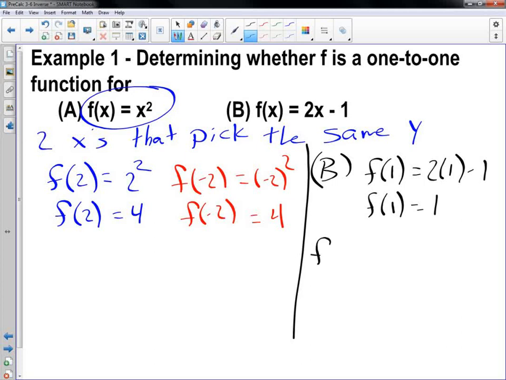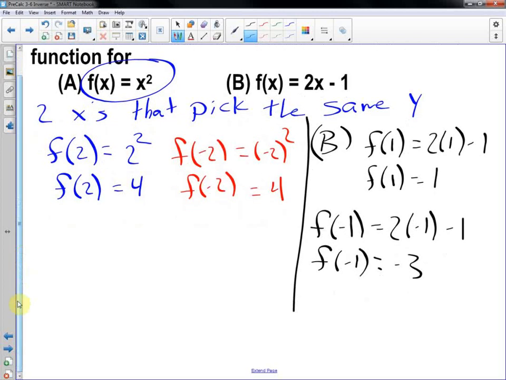That worked for the last one, right? So we'll say negative 1. So 2 times negative 1 minus 1. Well, 2 times negative 1 is negative 2, minus 1 is negative 3. So that didn't work. Well, we tried one time, right? So if we just try one time, it doesn't really make it one-to-one. But maybe, let's look at the graph of this, maybe it would help.